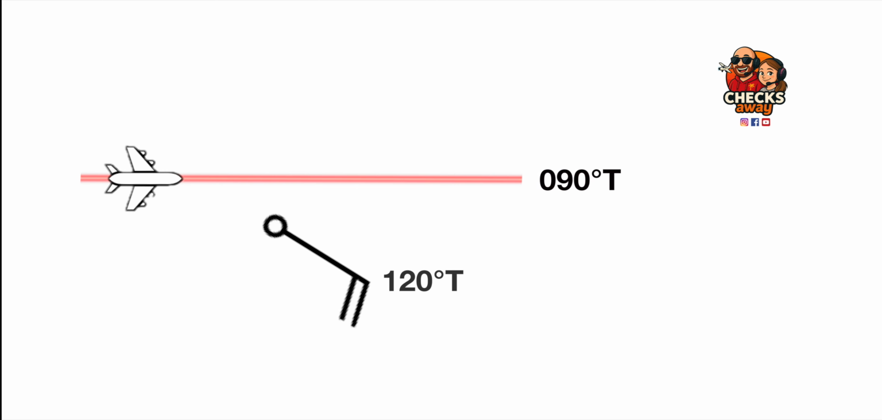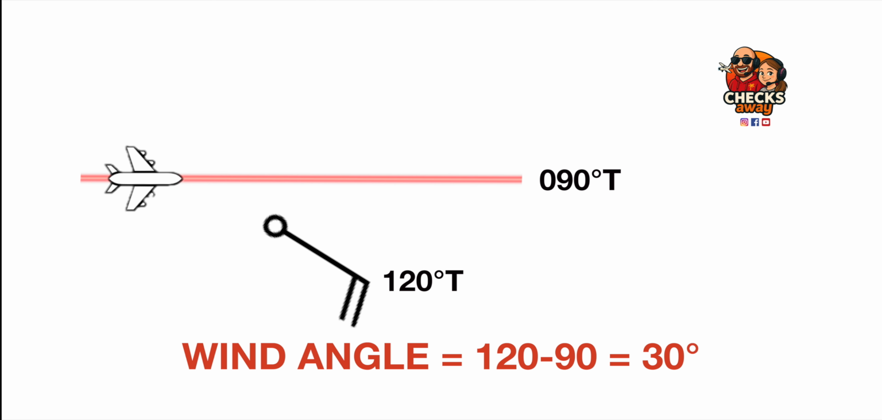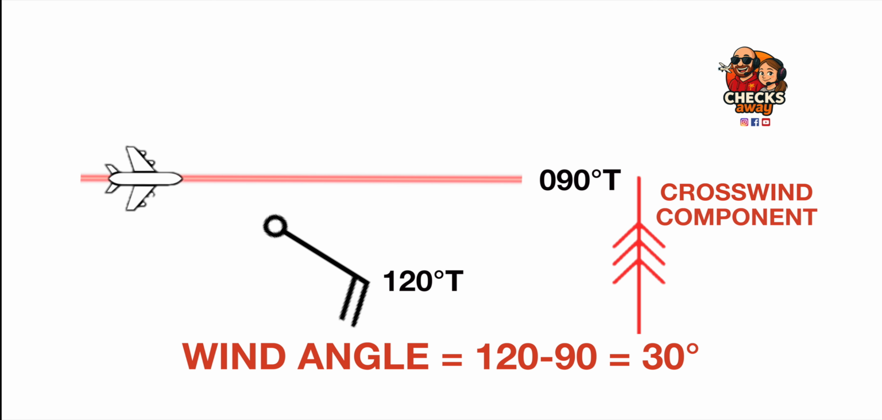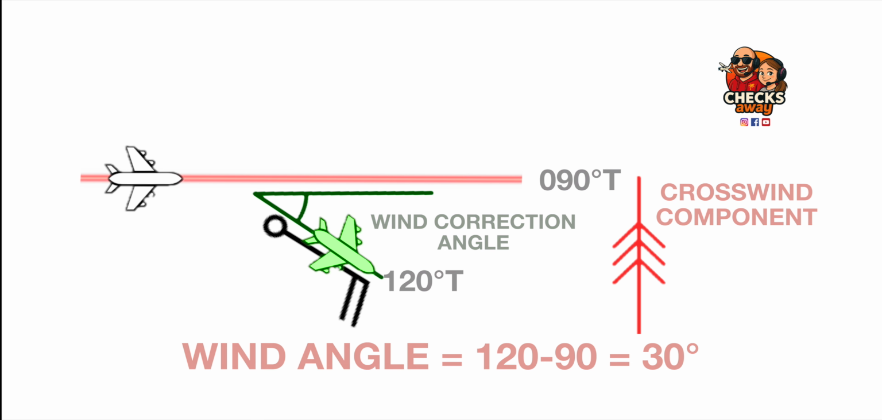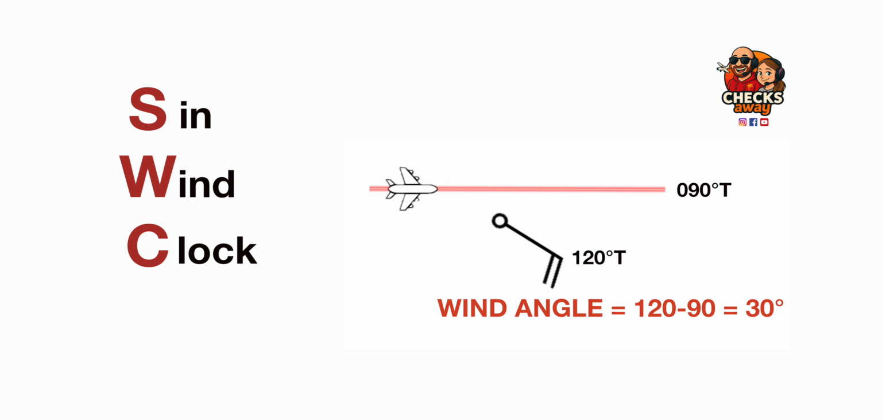By comparing the angle of the wind with our heading or track, we can estimate the crosswind component and easily calculate the wind correction angle or drift. All you need to remember is sine, wind, clock. Sine, take the angle between the wind and your track or heading.